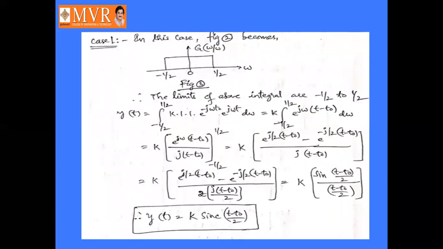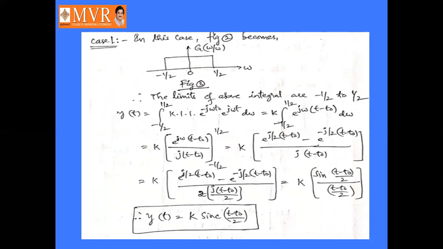So for case 1, in this case our figure 2 becomes g of omega by w, varying from minus 1 by 2 to 1 by 2. The limits of the above integral are minus 1 by 2 to plus 1 by 2. Y of t is equal to the integral from minus 1 by 2 to plus 1 by 2 of k into 1 into 1 into e power minus j omega t naught into e power j omega t d omega, which is equal to k into integral minus 1 by 2 to 1 by 2 e power j omega into t minus t naught d omega.